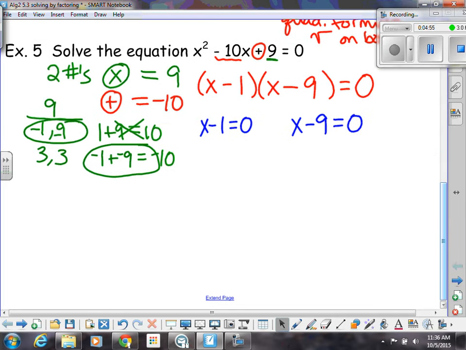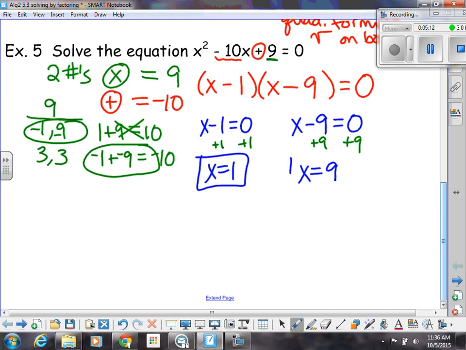How would I solve these equations? Well, on this one, I would add 1 to both sides and I would get x equals 1. Over here, I would add 9 to both sides, and that would give me x equals 9. So these are my two answers for this equation. So rather than doing quadratic formula or square roots on both sides, all we did was factor it and set each factor equal to 0 and we got our two answers. Remember, these are the x-intercepts of the parabola, or that would be like the P and the Q if we were doing this in intercept form.